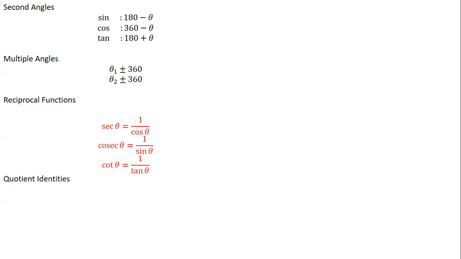We then have quotient identities. Quotient just means fraction. So we have tan theta is sine theta over cos theta, which theta could be anything. It could be something like x. It could be 2x. So tan 2x would equal sine 2x over cos 2x. We have cot theta is cos theta over sine theta. And again, we'll look at that tomorrow because that's a year 2 identity.